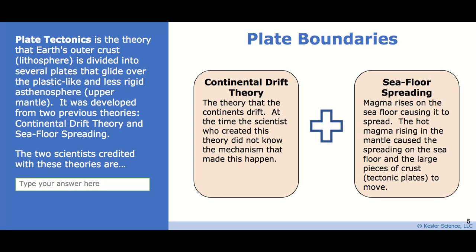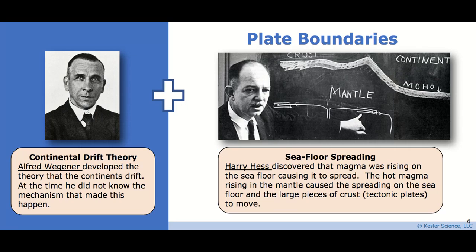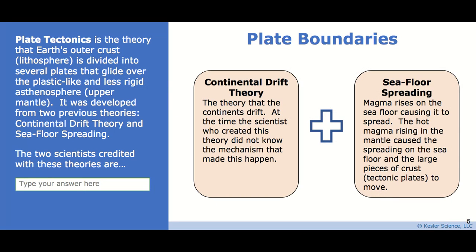So between the 2 scientists we talked about, their theories kind of got combined and turned into the modern day plate boundaries theory that we know today. So back when we were looking at Alfred Wegener, we knew that the plates were moving. We didn't really understand how, and Harry Hess kind of gave us the how the plates were moving.